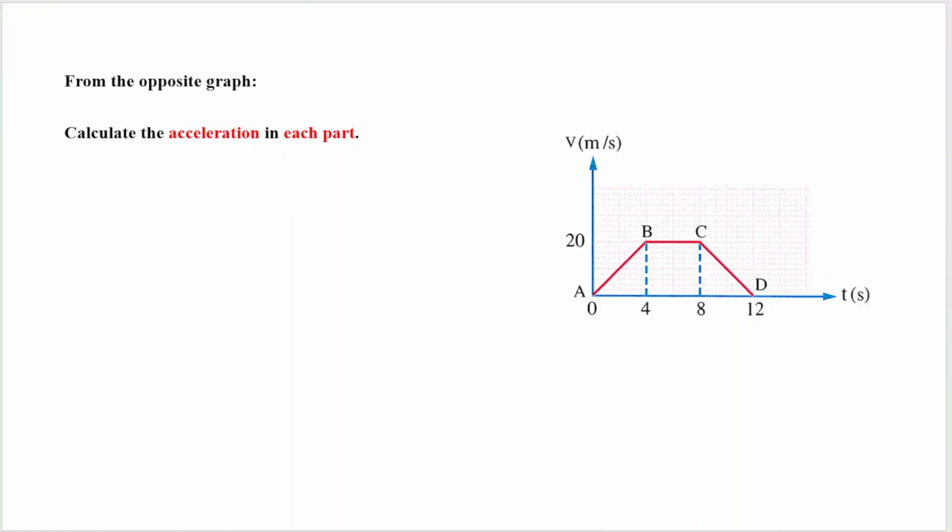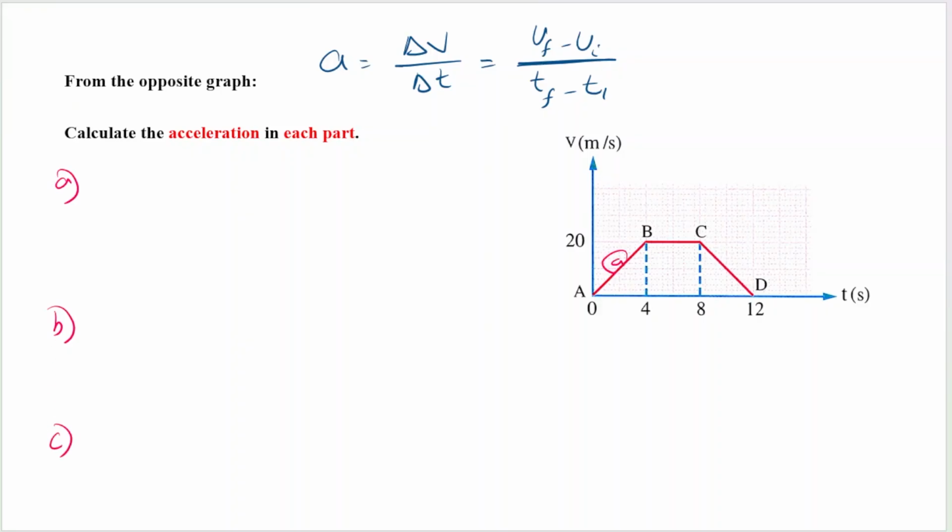The second part of this question, calculate the acceleration during each part. The formula that we are using is acceleration is equal to delta v over delta t. Delta means change. Change in velocity means final velocity minus initial velocity. Delta t means final time minus initial time. So during the first interval, second interval, and third interval. First interval from A to B. Acceleration is equal to final velocity minus initial over t2 minus t1. This is the interval that we are interested in.